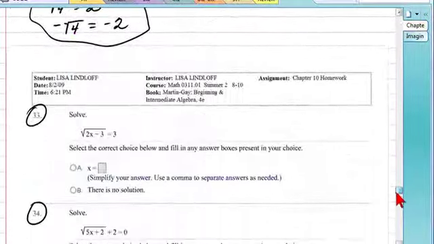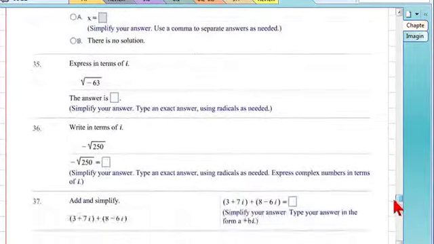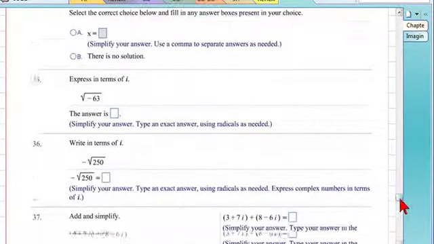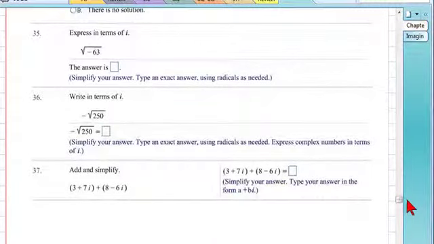All right, we just finished solving equations, and I am at number 35. Number 35 says, express in terms of i, and it has the square root of negative 63, and it says type an exact answer using radicals as necessary. All right, I need to simplify this.